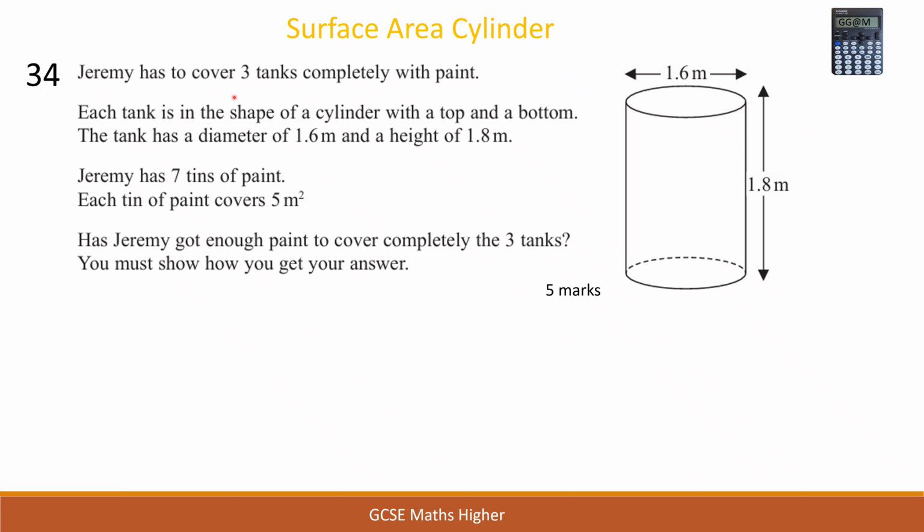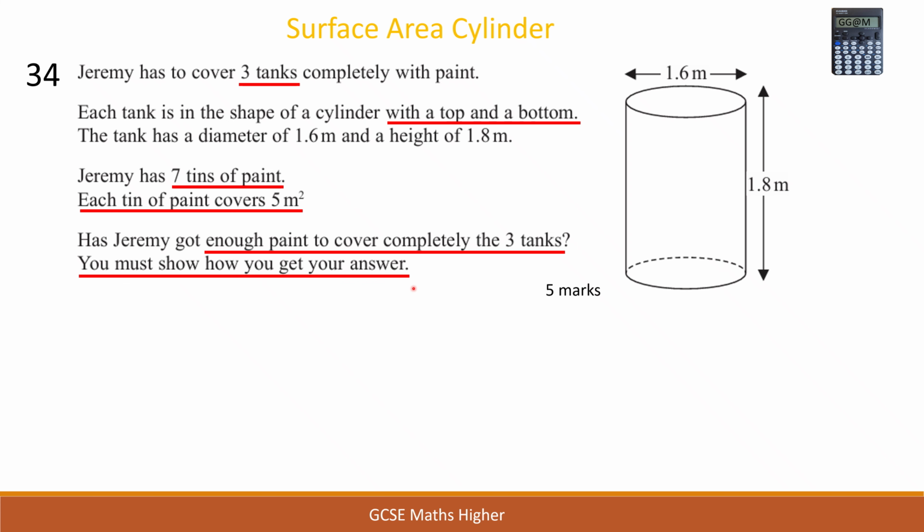So keywords of the question, you've got 3 tanks. Each tank has got a top and a bottom, so you've got the top and the bottom included, and you have got the diameter, which is 1.6, which is drawn on the diagram, and the height of 1.8. You're told it's got 7 tins of paint, and each tin covers 5 meters squared. You need to know, has it got enough paint to complete the 3 tanks, and show how your answer is.